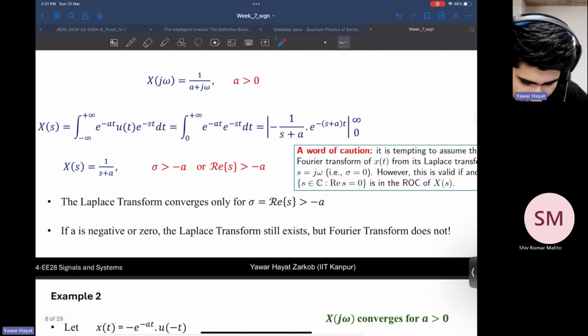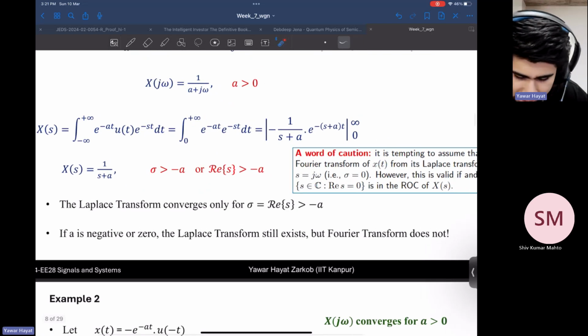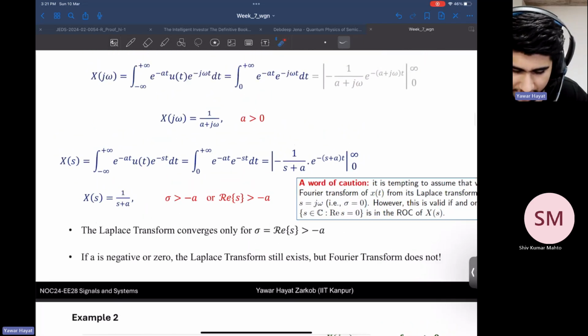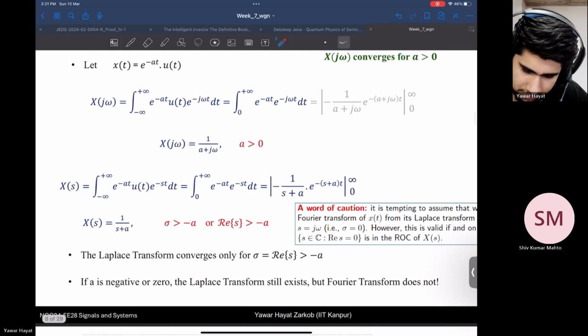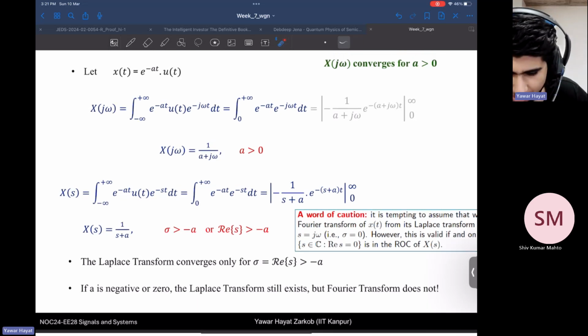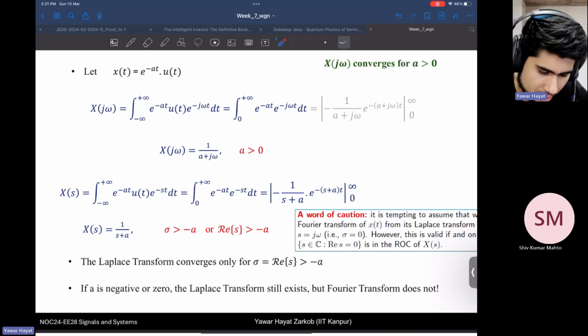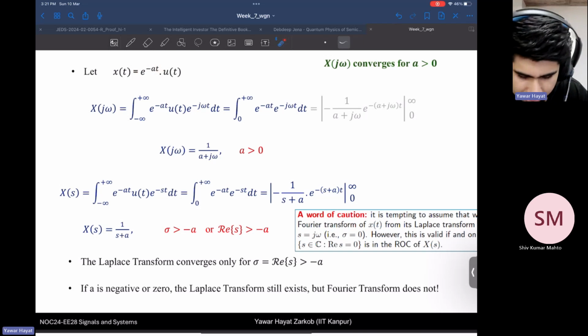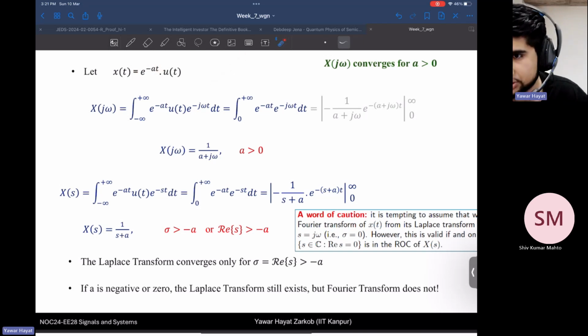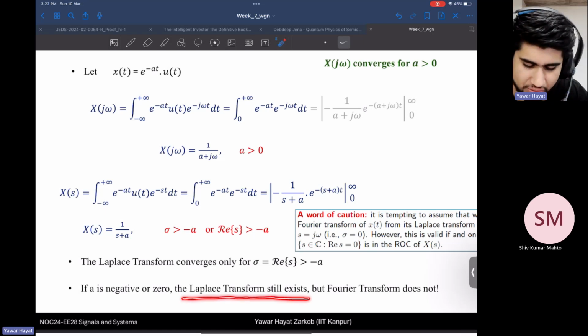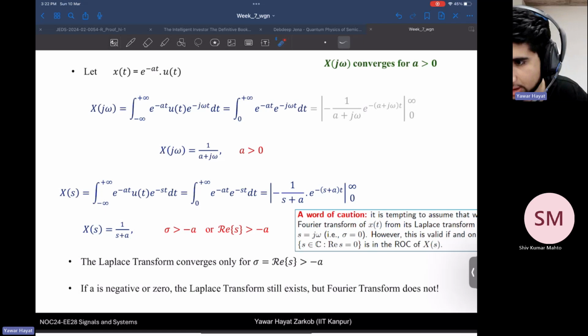Now, if a is negative or 0, the Laplace transform would still exist, but the Fourier transform does not. Can you see that? Because this X of j omega would only converge for a greater than 0. If a is less than 0, this signal would be an exponentially growing signal, and that won't converge as t tends to infinity, and hence it won't be absolutely integrable. So the Fourier transform does not exist, but this Laplace transform would still exist. So we don't have any condition over a in the Laplace transform, as was the case with the Fourier transform.